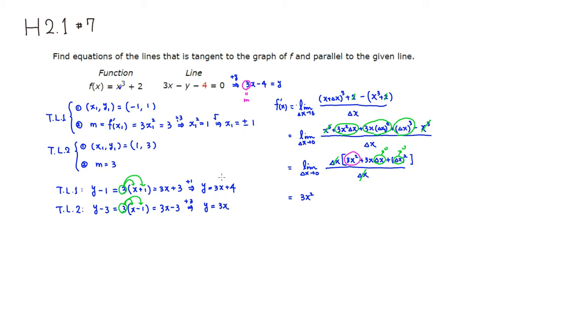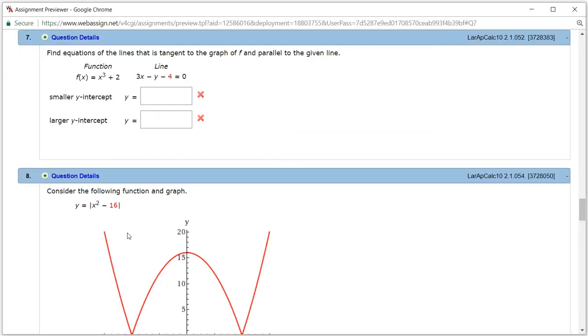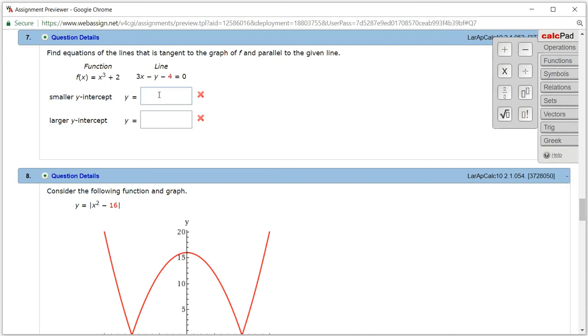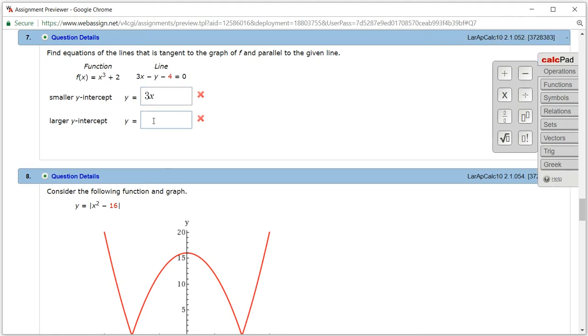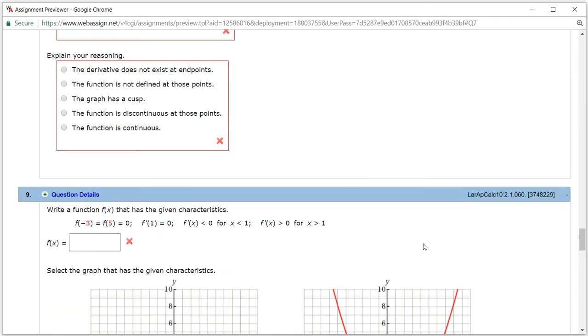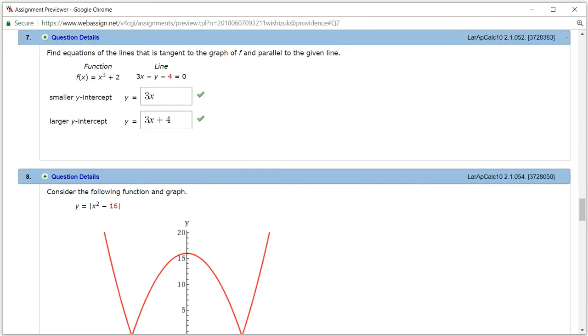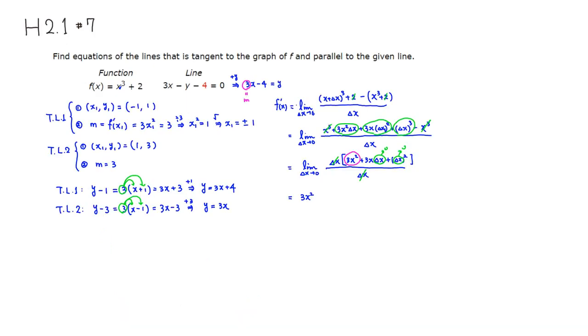So let's type it in. The smaller y-intercept is y equals just 3x, and the other one was 3x plus 4, I believe. Let's type it in and submit for testing. It came back and looks like we got both of them correctly. All right, that's it. I hope that this was clear.